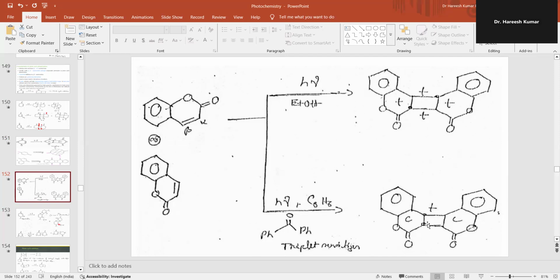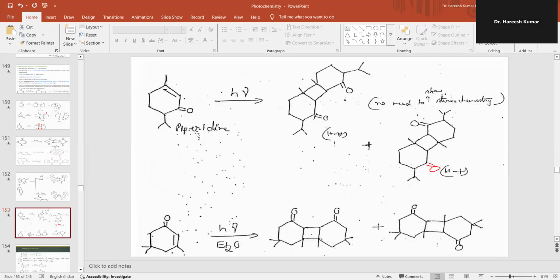This is again, but what is the difference between these two? Here, no quencher is used, but here a triplet quencher is used. Because of the triplet quencher, a cis product is obtained. I will go to the next slide.